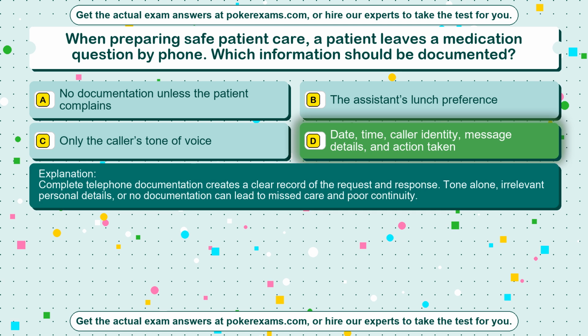Complete telephone documentation creates a clear record of the request and response. Tone alone, irrelevant personal details, or no documentation can lead to missed care and poor continuity.